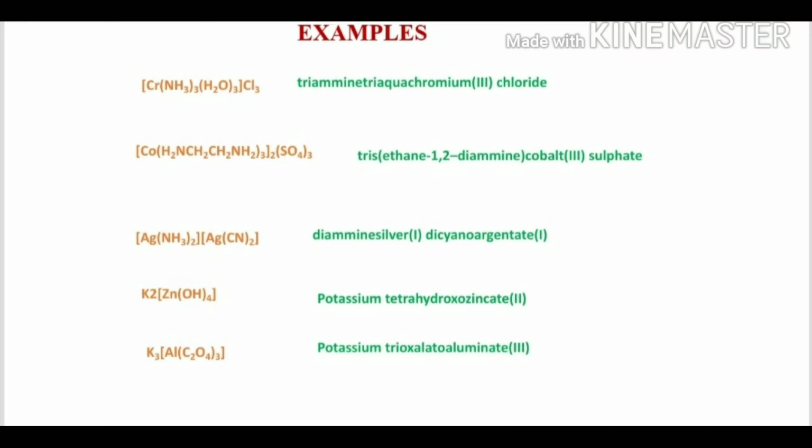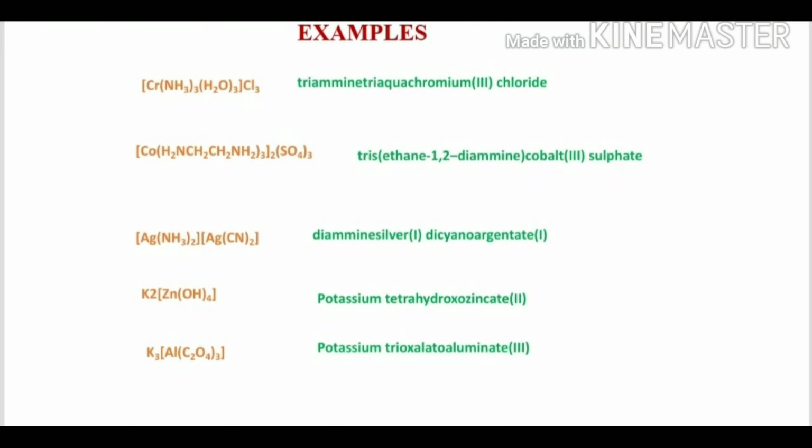We see some other examples in the next slide. I have given some 5 examples here. You see this is the third example. Here there are 2 complex species present adjacent to each other, both having the metal atom silver. So here the first one is a positive charge, the second one is a negative charge.